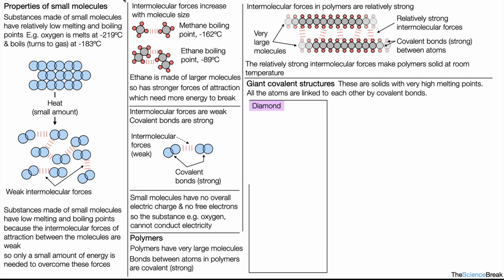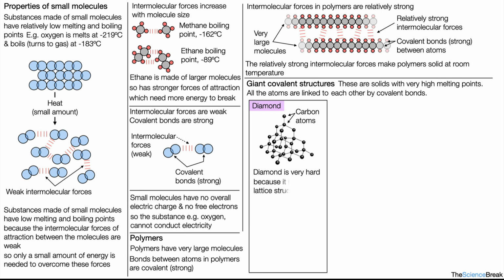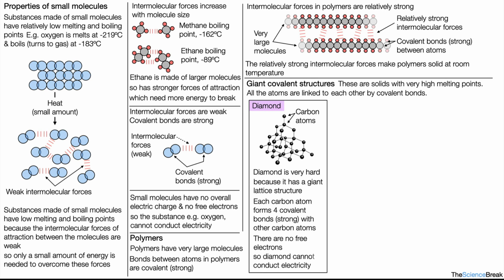The first structure we need to know about is diamond. Here is the structure of diamond. It's made of all carbon atoms, or only carbon atoms. And diamond is very hard. This is because it has a giant lattice structure, and each carbon atom forms 4 covalent bonds, which are strong, with 4 other carbon atoms. There are no free electrons, so diamonds cannot conduct electricity.